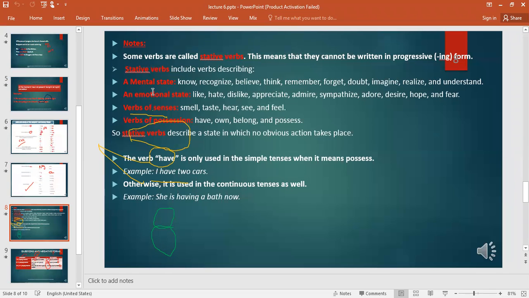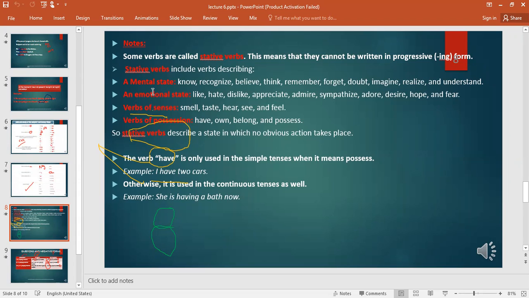And the verbs of possession: have, own, belong, and possess. Okay, I cannot say I am having a car. I am owning a beautiful house. Okay, these are also used only in the simple tense.